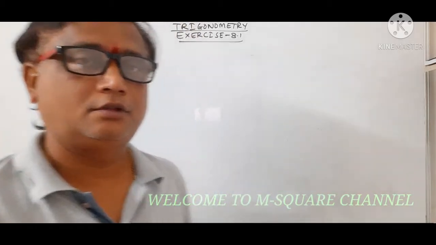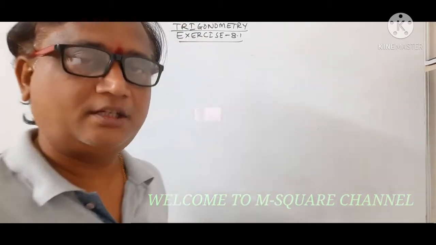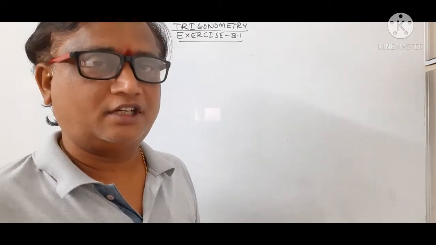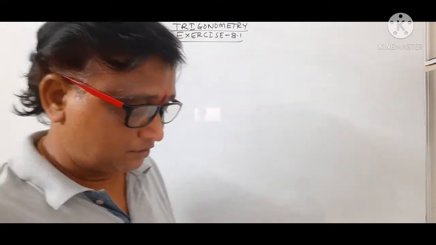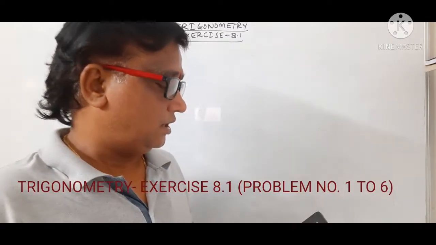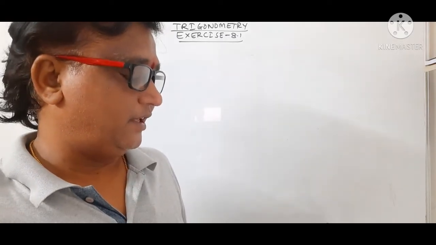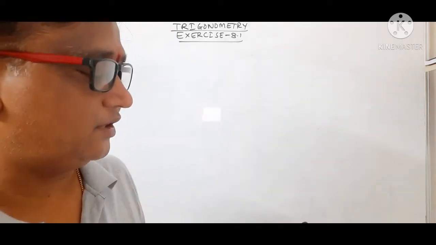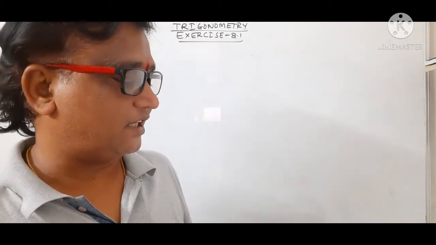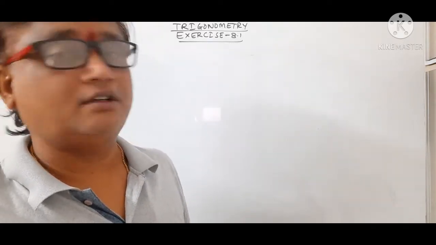In this video, I am going to explain exercise 8.1 of trigonometry, CBSE 10th class. The first question is like this. In triangle ABC, right angled at B, AB is 24 centimeters, BC equals 7 centimeters. Determine sin A, cos A, sin C, cos C.